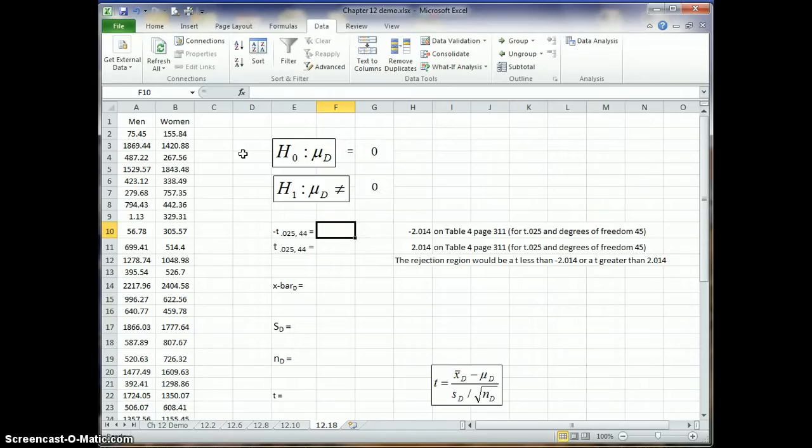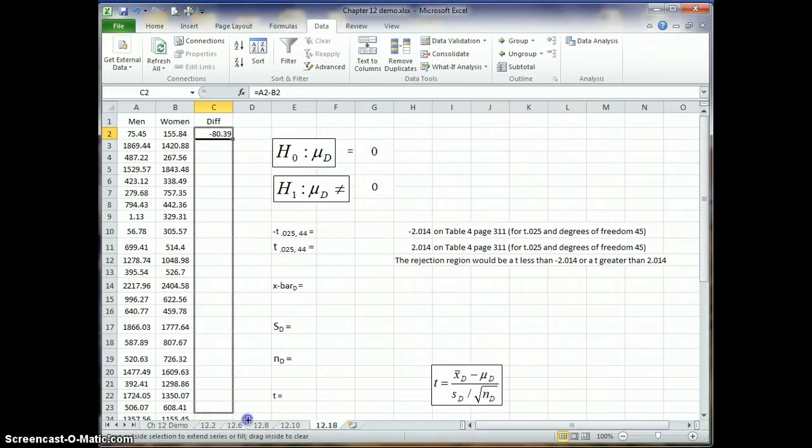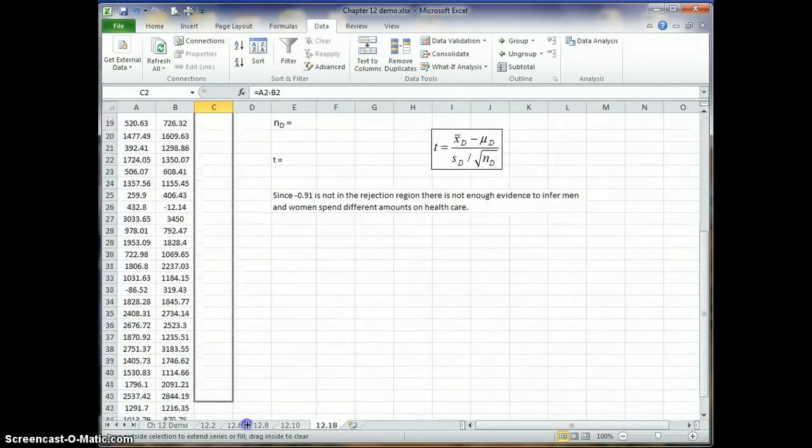So the first thing we need to do is calculate the difference between men and women. So I'm just going to put difference right there. I'm going to go equal to the men minus the women, which gives us a calculation there. And I'm just going to drag by the fill handle to copy that formula all the way down.